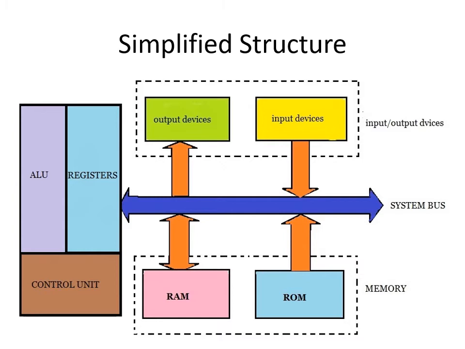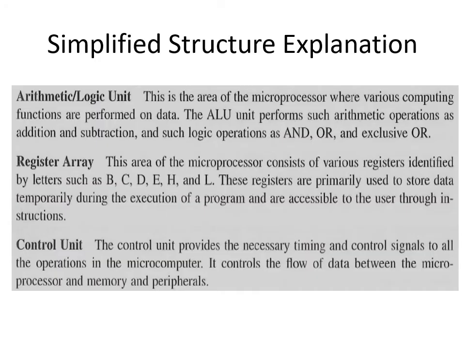Okay, and you can see the different input-output devices which are connected to the microprocessor using the system bus. So we will see the explanation of the simplified structure, which you have seen in the last slide. You have the arithmetic and logic unit. The ALU performs the various computing functions on the data. It performs arithmetic operations like addition and subtraction, and logical operations like AND or XOR, etc.